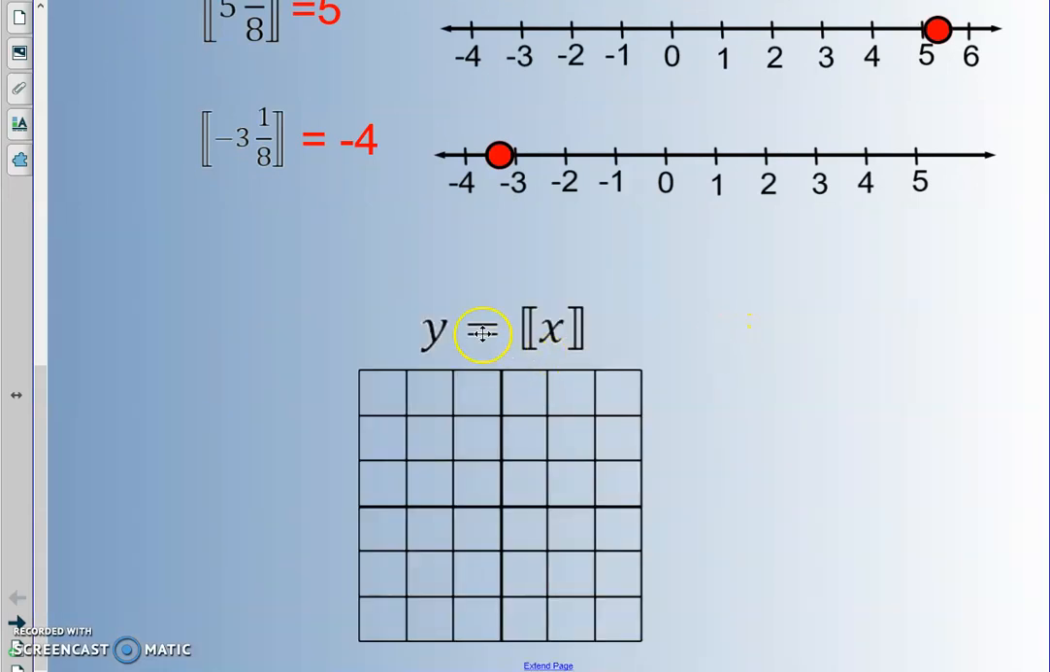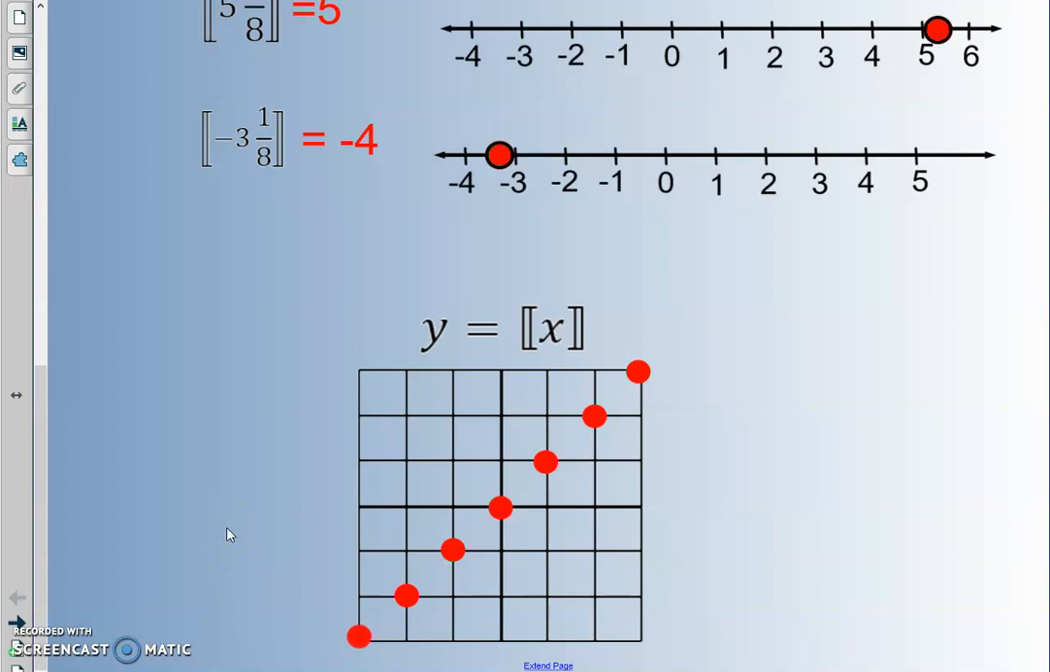So here we go. The parent function, y equals the greatest integer function of x. When in doubt for graphing, just start plugging and chugging. Let's put in 0 for x. When x is 0, what's y? Well, it's 0. That's right there. What about when x is 1? y is 1. When x is 2, y is 2. When x is 3, y is 3. As a matter of fact, when x is -1, -2, -3, this looks like it's a linear graph.